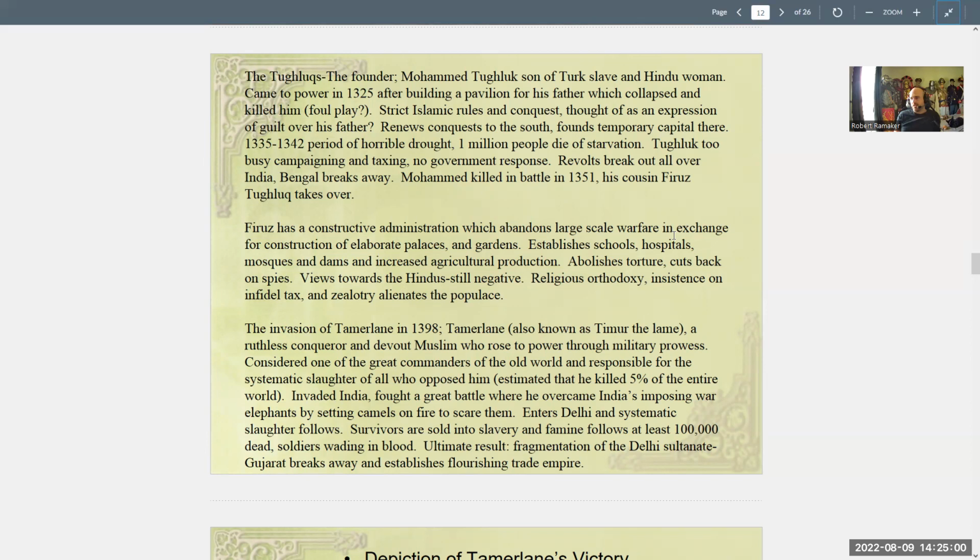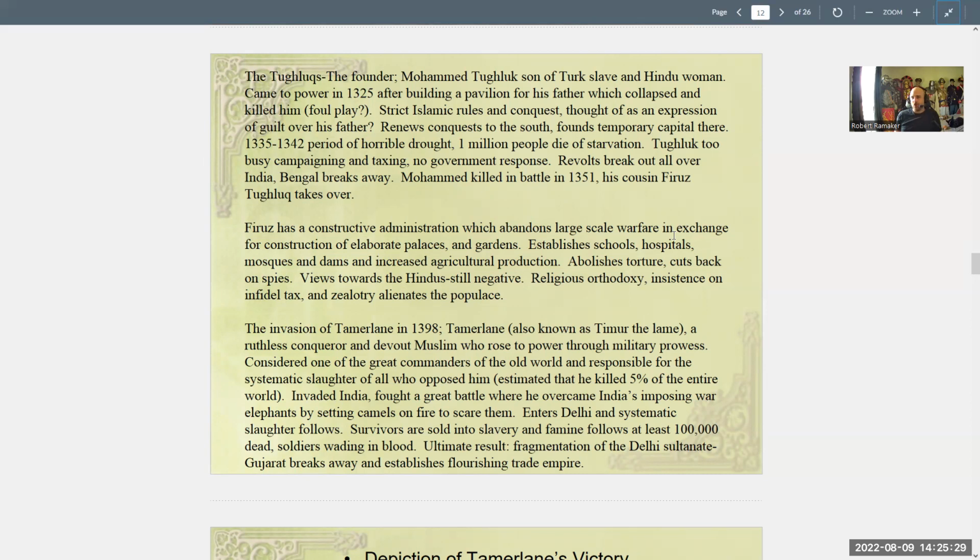In 1325, he became rather impatient. He was trying to take power. His father would not give him power for one reason or another. So he ended up building a large pavilion. It's like a big tent. And he had his father and all of his advisors there for a meeting. And then it just so happens that the tent fell apart. Yeah, sounds a little suspicious, right?